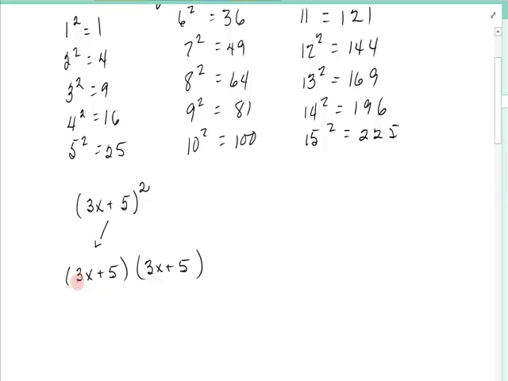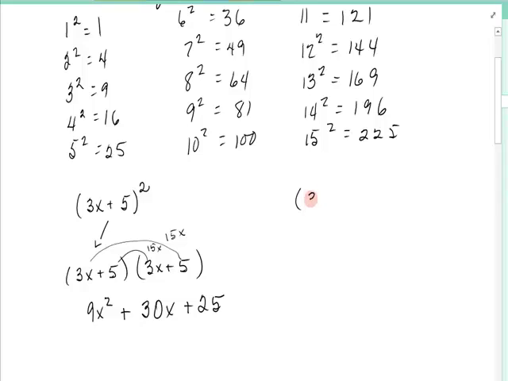The product of the first, 3x times 3x, is 9x squared. The outer product is 15x. The inner product is another 15x, and that always happens when you're multiplying a binomial times itself. So you get double that value, or 30x. Then for the last, 5 times 5 is positive 25.